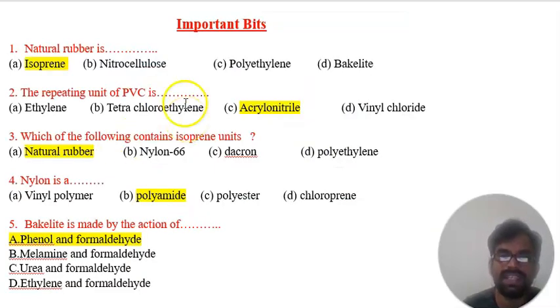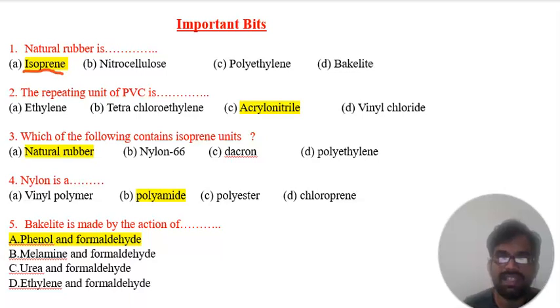In the first bit, natural rubber is dash. Here are given four options: one is isoprene, second is nitrocellulose, C is polyethylene and D is bakelite. So for natural rubber, the right answer is isoprene.